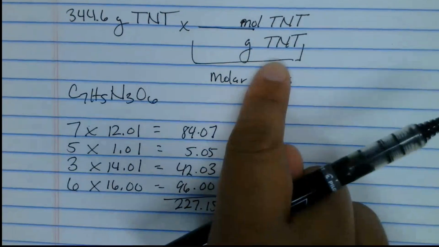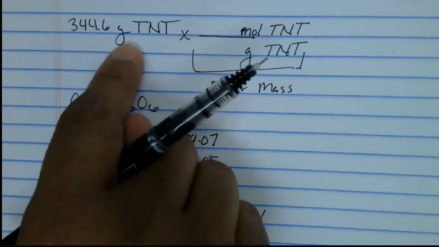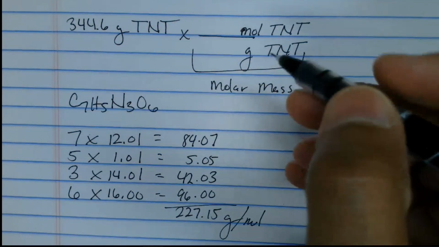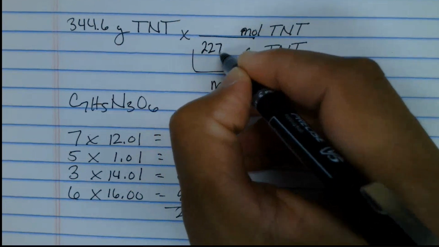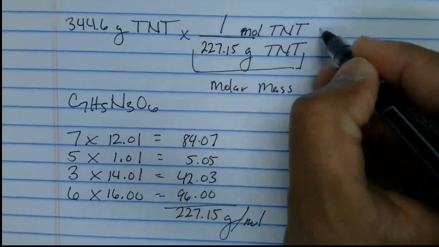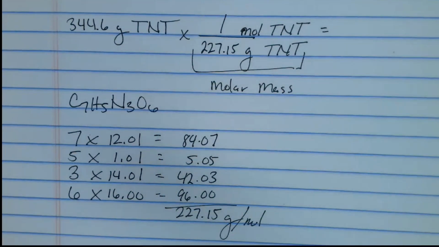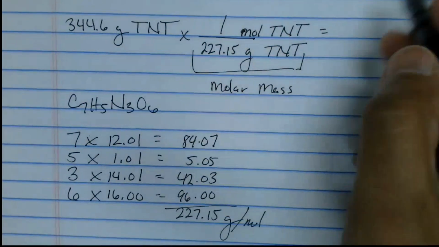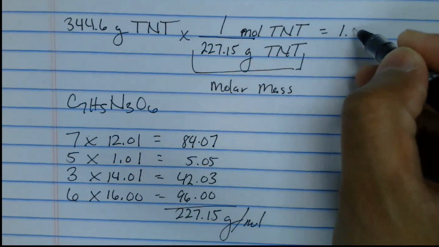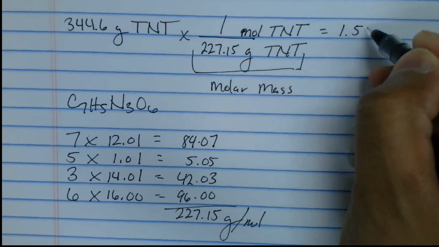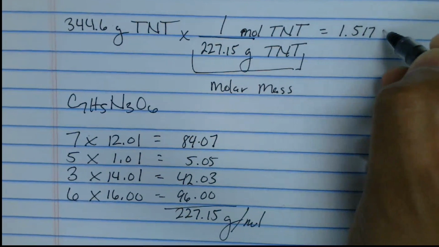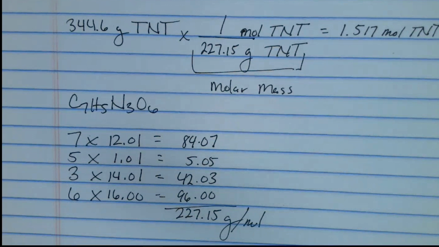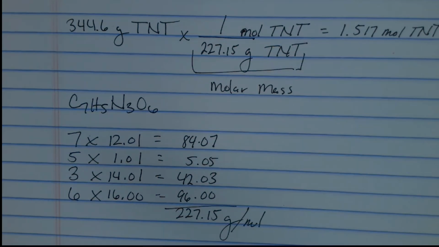So really important step here. We have the mass of some compound. We're going to convert to moles, but we're going to do that using the molar mass. And so this is going to be 227.15 for every 1 mole. 4 sig figs, right? 344.6, that's 4. So we'll call this 1.517 mole of TNT, trinitrotoluene.